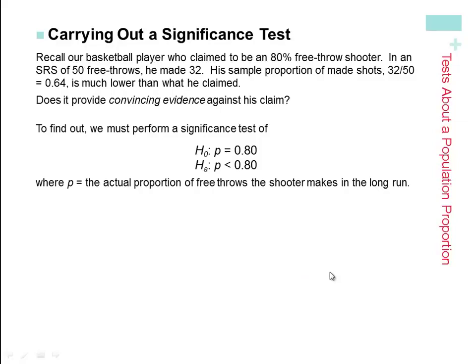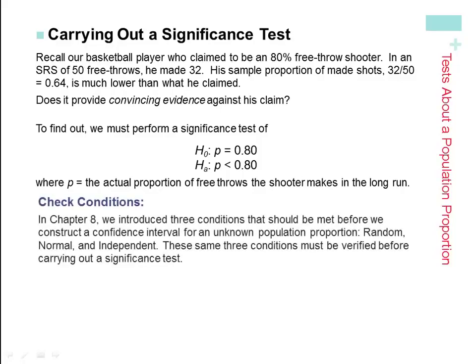The parameter for this example is the actual proportion of free throws the shooter makes in the long run, and his hypotheses are the null hypothesis of p is equal to 0.80 and the alternative of p is less than 0.80. We need to remember to check assumptions and conditions before we continue.